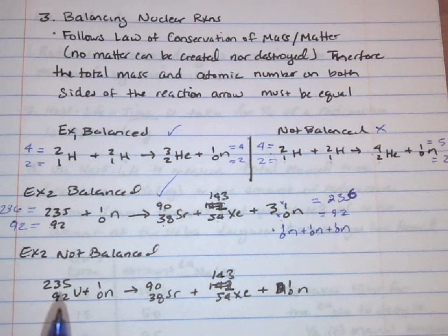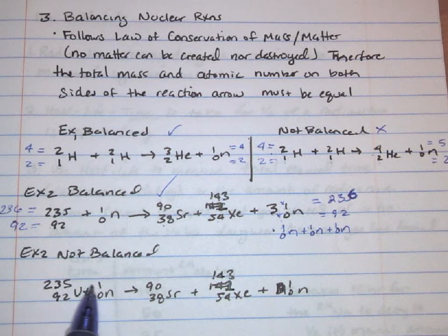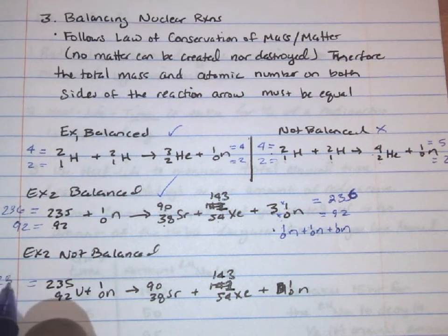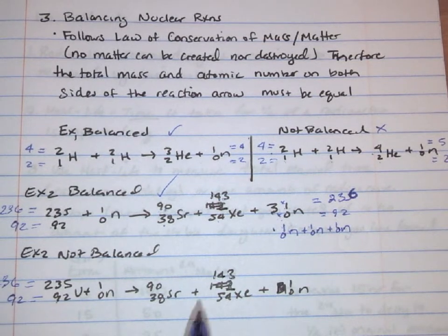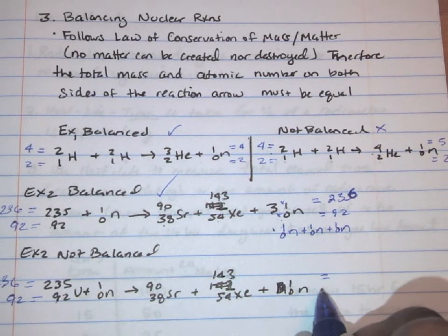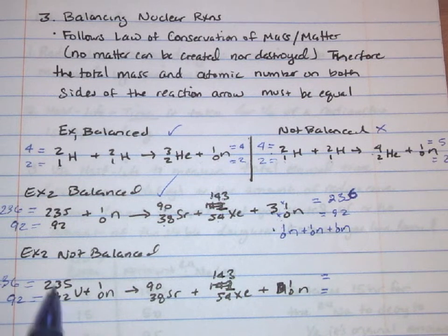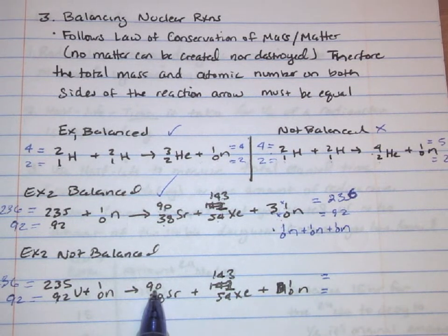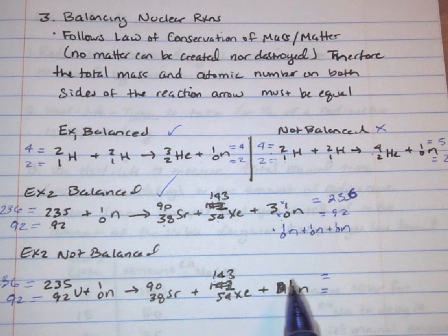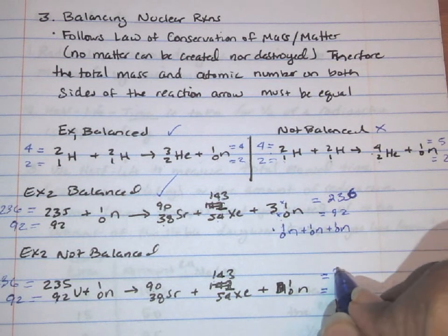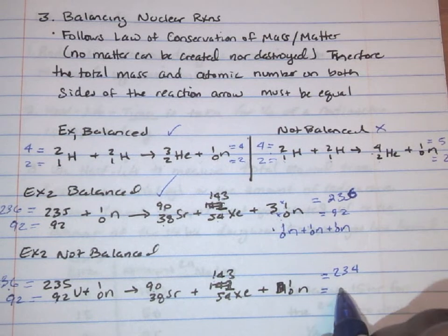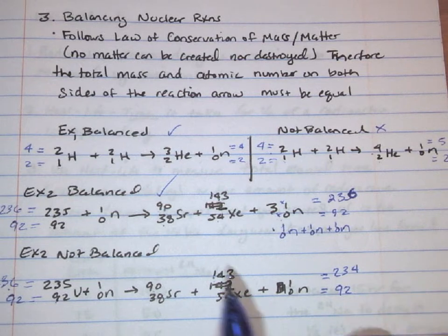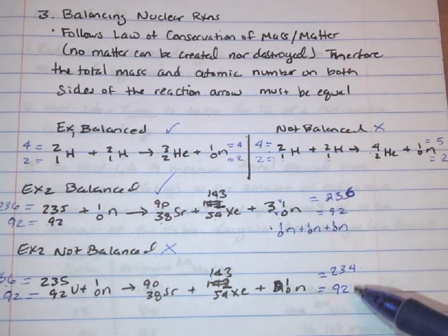Whereas in this case, if I were to add it up, I get 235 plus 1 on the reactant side gives me 236. And on the product side, 92 plus 0 will give me 92. So this is my reactant side. I want to check to see if I have the same thing on the product side. So 90 plus 143 plus 1, that doesn't give me 236. That gives me 234. So the mass numbers are not equal. And here on the bottom, I still get the same atomic number, 92. So again, this is not balanced because the mass numbers aren't balanced.